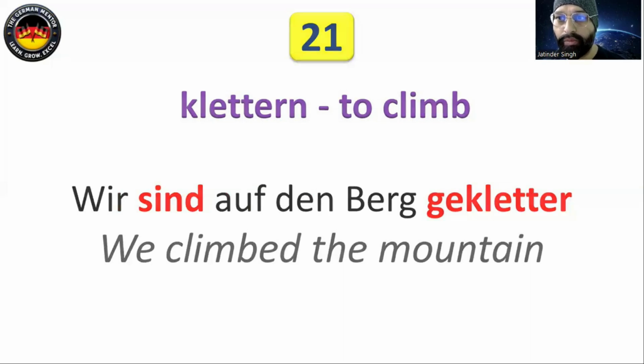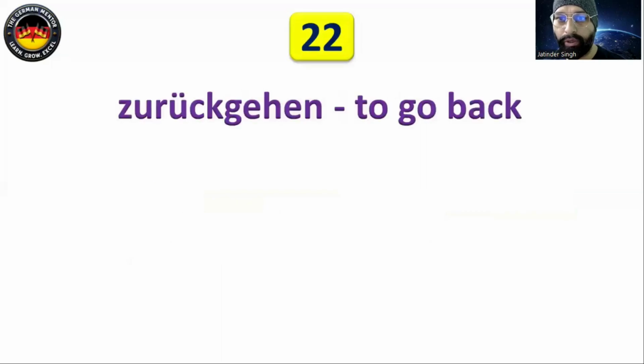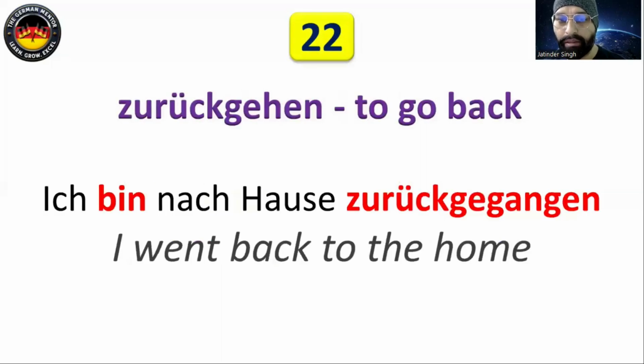The next one, number 22, zurückgehen, to go back. Ich bin nach Hause zurückgegangen. I went back to home. Perhaps I'm in the school, I'm in the college, and I went back to my home. So zurückgehen changes to zurückgegangen, and the subject ich will use the verb bin as a conjugation.